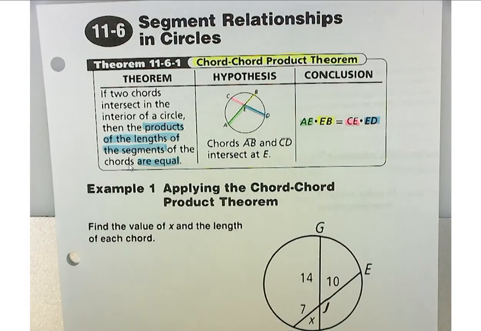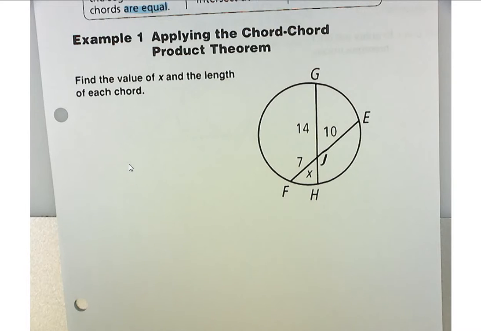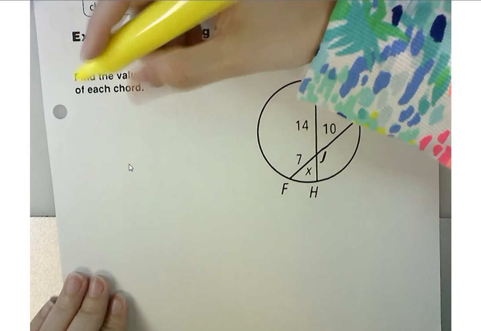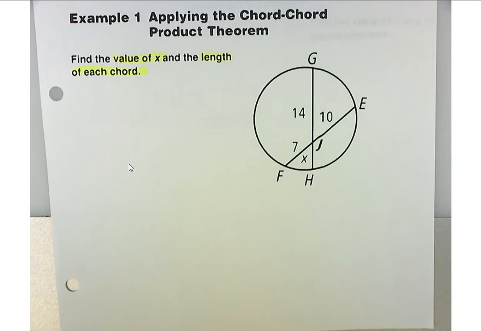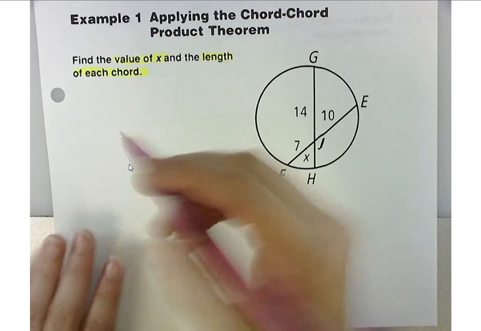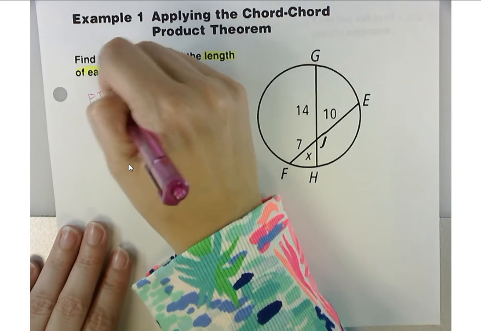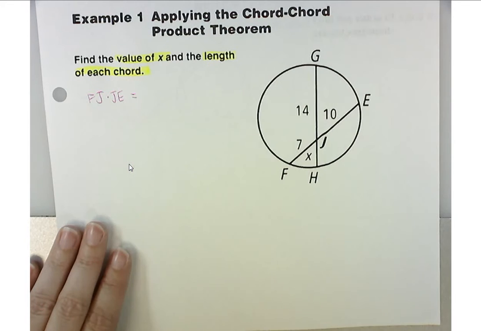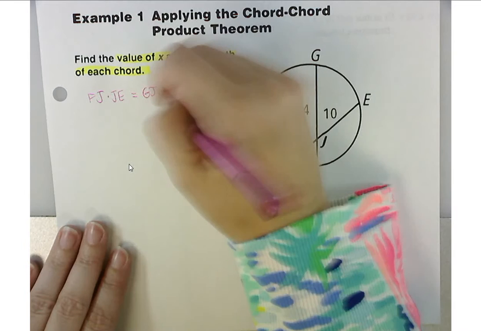Okay, and for example 1, it says to find the value of x and the length of each chord. So not only are we going to find out what x is, then we have to go back and find the length of each chord. So let's go ahead and use our theorem. We can multiply FJ times JE, and that's going to equal the length of GJ times JH.